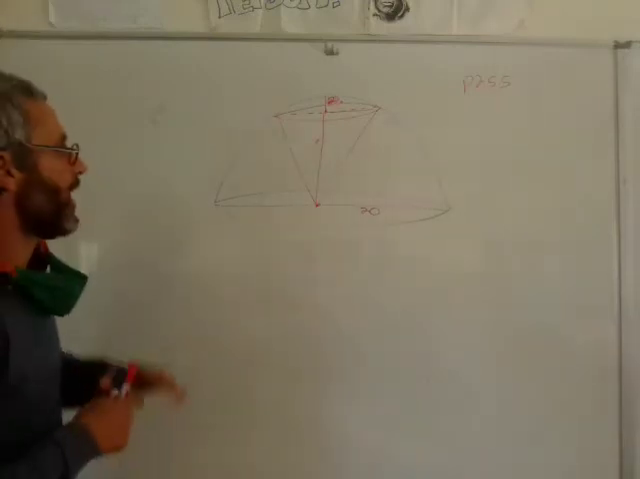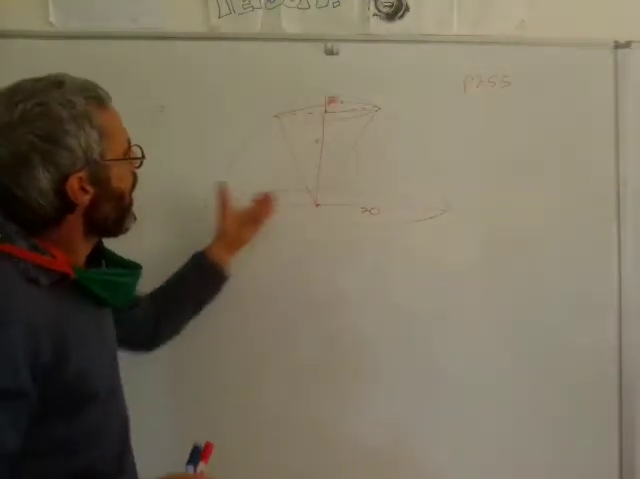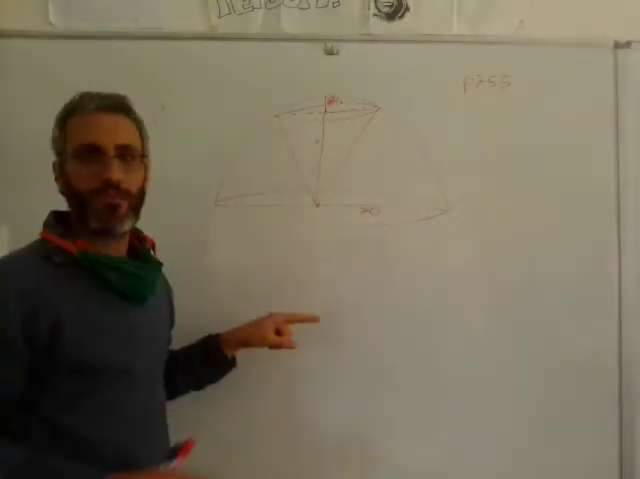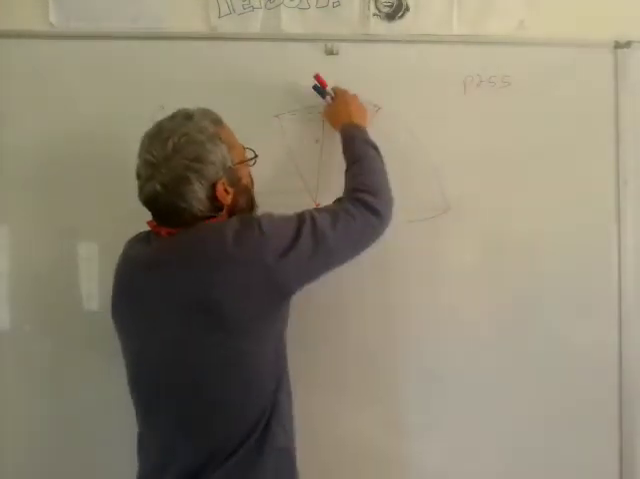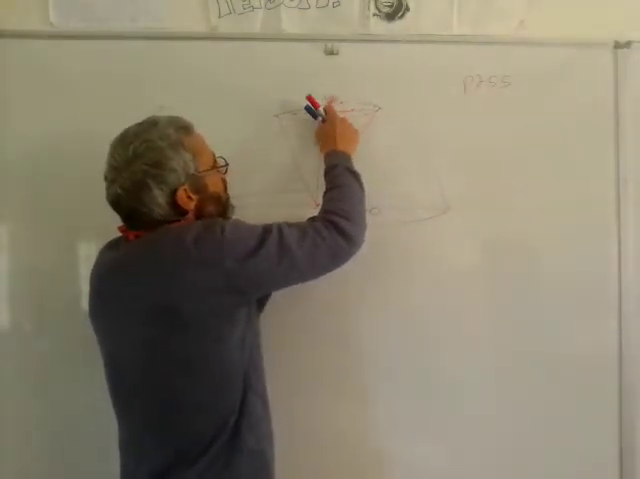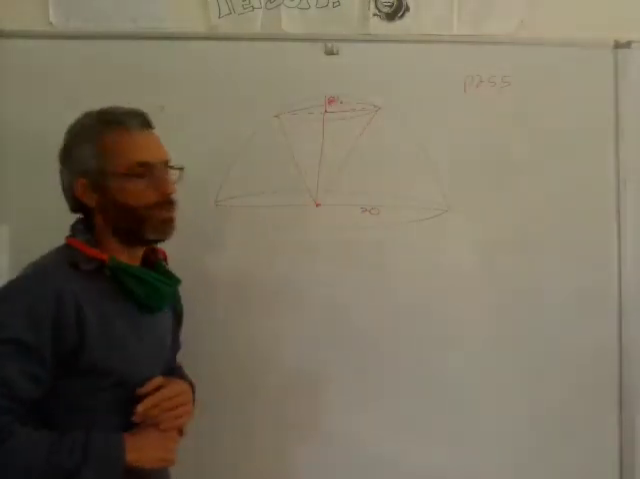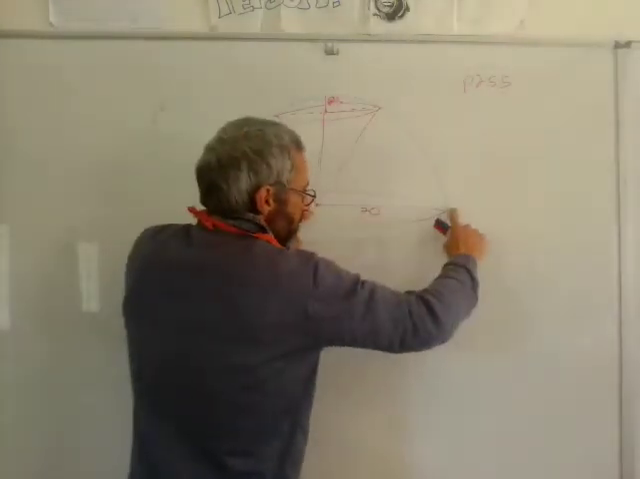Yeah, that's much better. Okay, so we've got a semi-sphere, a half a sphere, and a cone trapped in it. We're told that this is, by the way, page 255E. So we're told the radius is 20, and the distance from the center of the base of the cone to the top is 2.